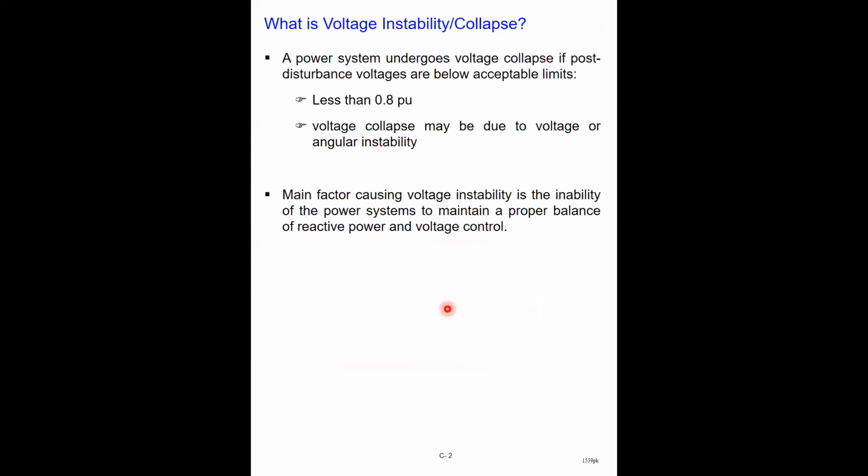Right. So next one is what is voltage instability or what is voltage collapse. Though we had earlier also discussed voltage instability, what it basically refers to is that the voltages at the buses in your interconnected system go down. That means it falls beyond the acceptable limits.